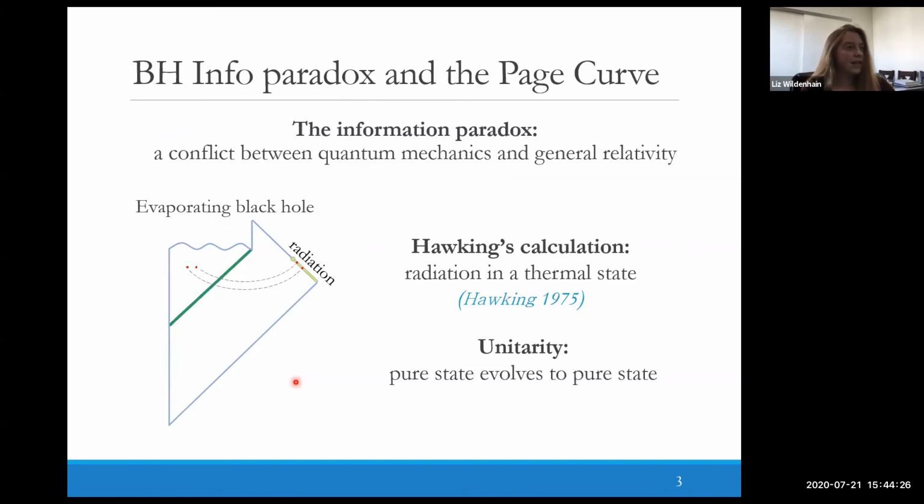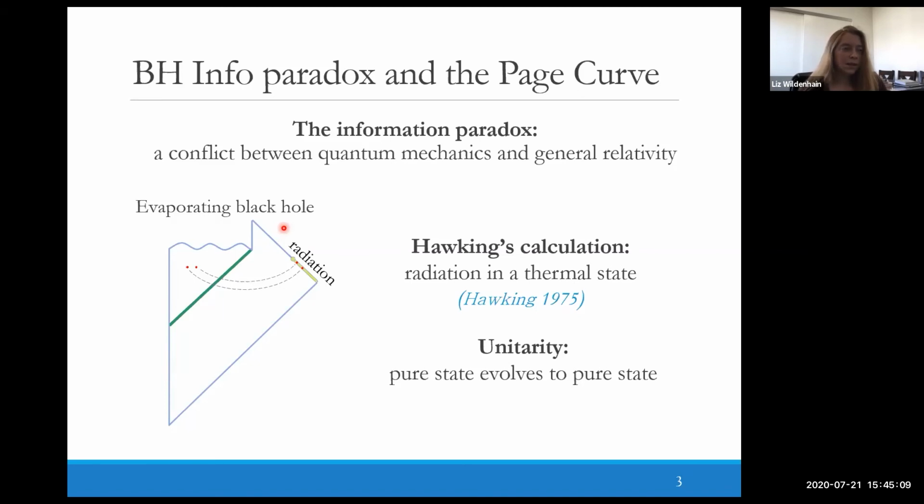So first, as I said, a quick reminder of the black hole information paradox. The black hole information paradox is an apparent contradiction between quantum mechanics and general relativity, which appears when you consider an evaporating black hole produced from matter that started in a pure state. Hawking's calculation of Hawking radiation in 1975 demonstrated that black holes should evaporate, which is in itself a surprising feature, but an interesting feature of his calculation is that he predicted that the radiation emitted from the black hole should come out in a thermal state.